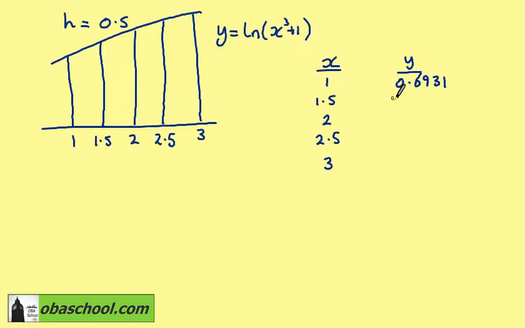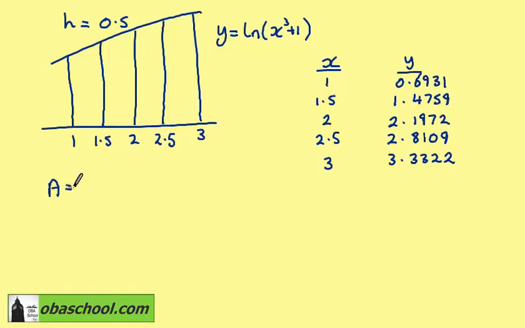1.5 cubed plus 1, then take the log, is 1.4759. 2 cubed plus 1, then take the log, is 2.1972. 2.5 cubed plus 1, take the log, 2.8109, and then 3 cubed plus 1, take the log, and we get 3.3322.